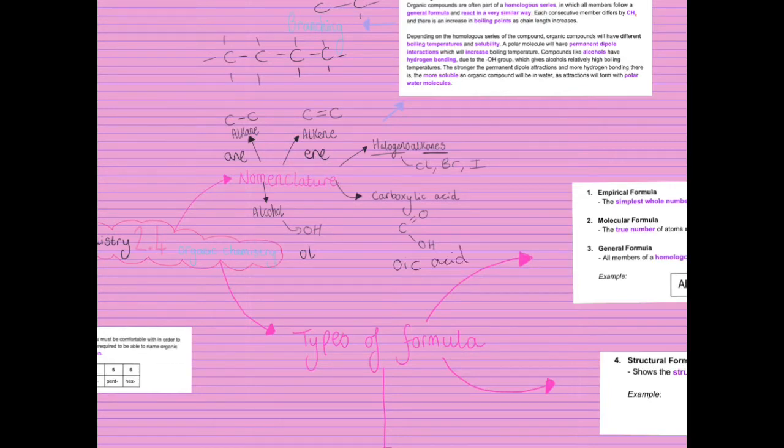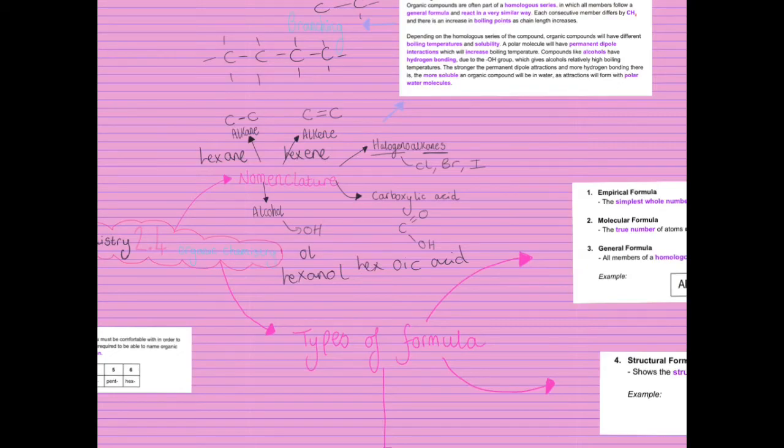So we count them out. If we had 6, it would be hexane. So we know the answer, hexene. That would still be hexane. That would be hexanol, and this would be hexanoic acid.